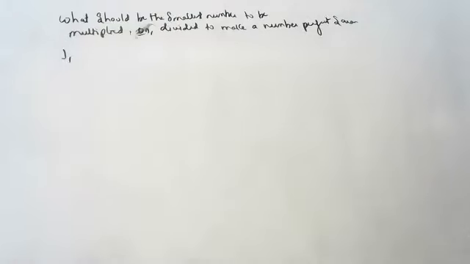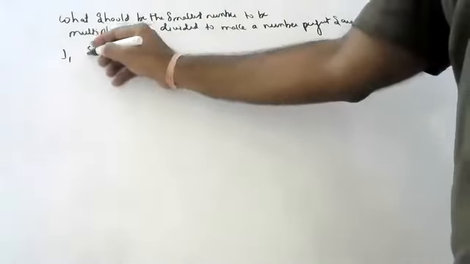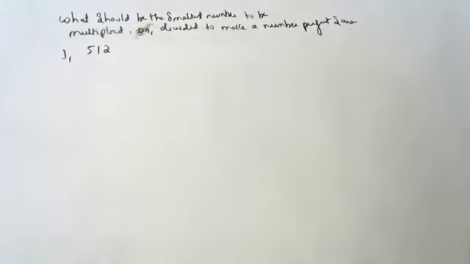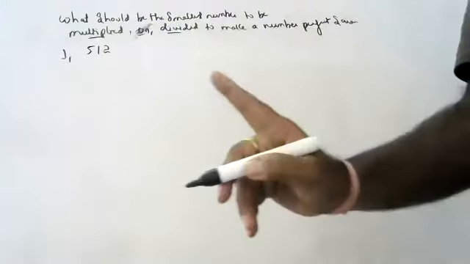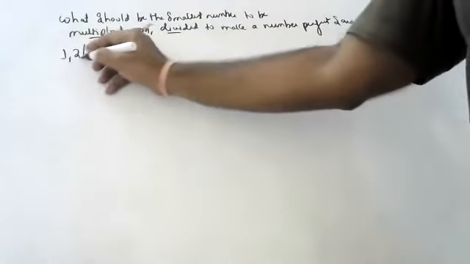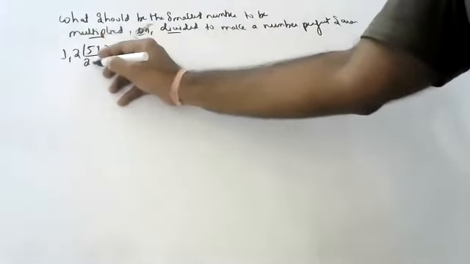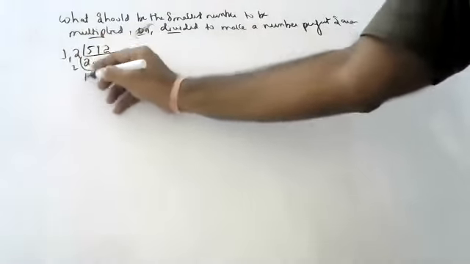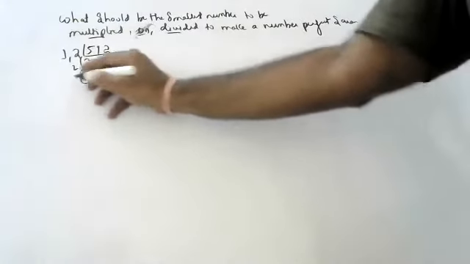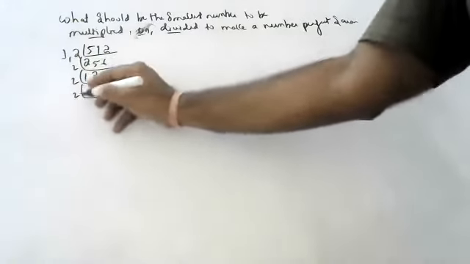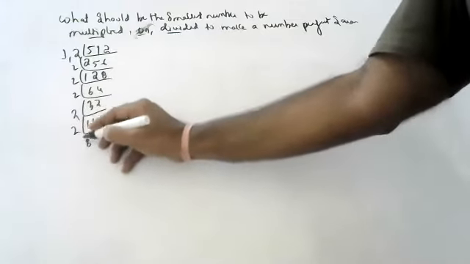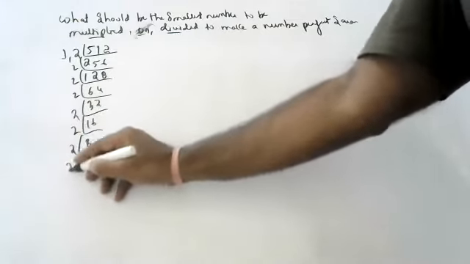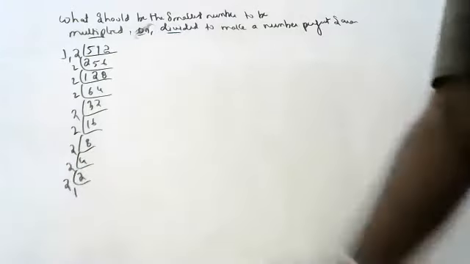One question I am saying: what should be multiplied or divided to 512 to make it a perfect square? We have to do it by prime factorization only, children. So 2 2s are 4, 2 2s are 4, 2 3s are 6, 2 4s are 8, 2 5s are 10, 2 6s are 12, 2 7s are 14.